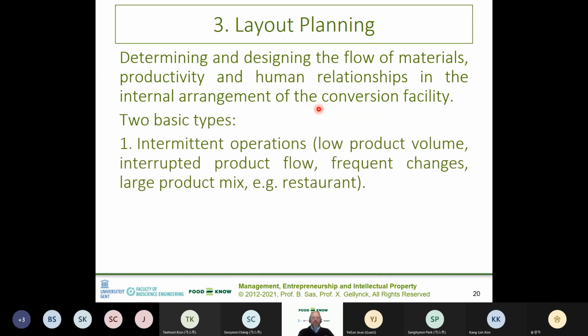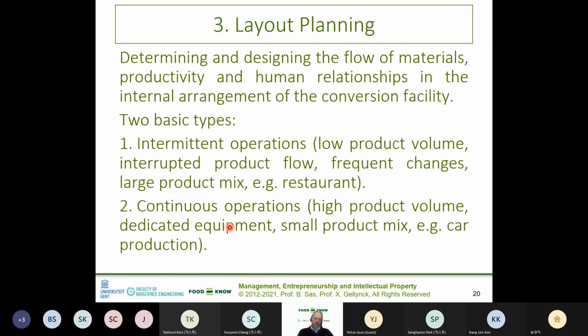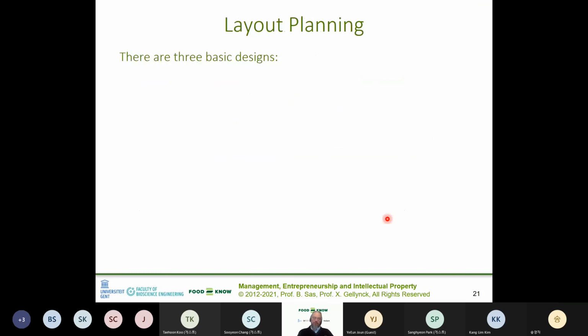There are two basic types. You have intermittent operations, so stepped operations, so low product volume. You have interrupted production flow. There are a lot of changes required, and you have a larger range of products you want to make. And then, as we discussed already, continuous operations, so high product volume with very few different types of products you want to produce, for instance, a car on an assembly line, or the petrol in a petroleum cracker.